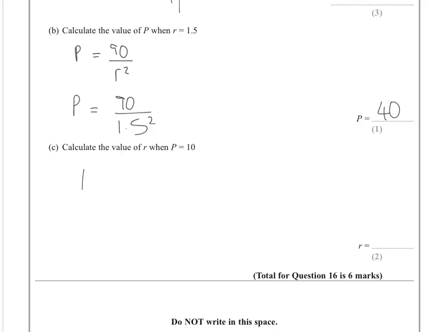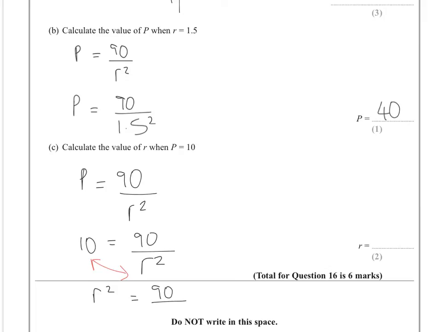Part C, again using the same formula. Calculate the value of r when P is 10. Using the swap and drop method, r squared equals 90 over 10. So r squared equals 90 divided by 10, which is going to give me 9. R equals the square root of 9.